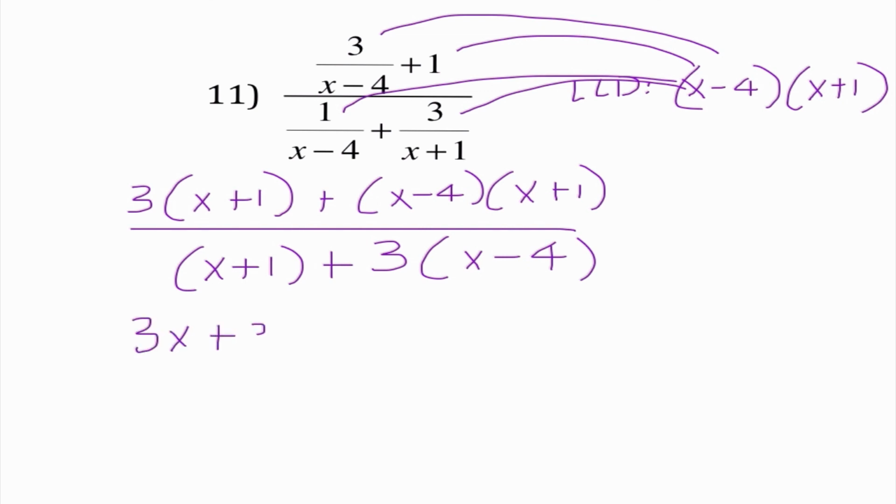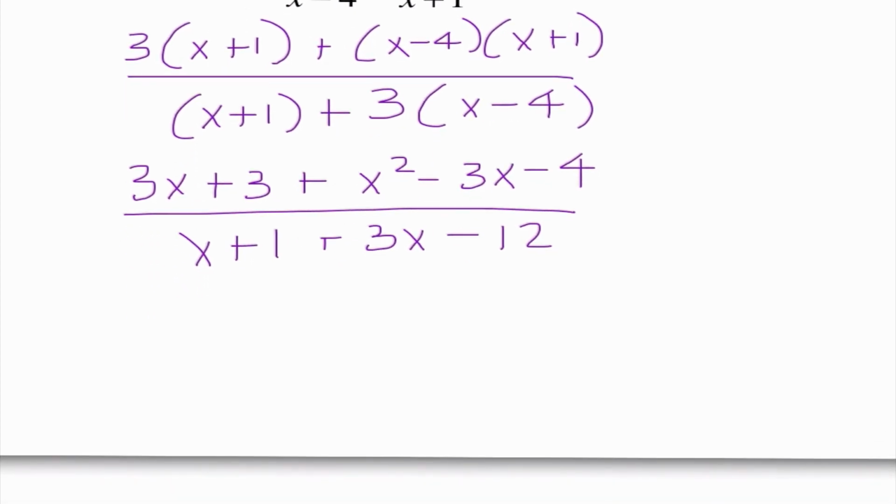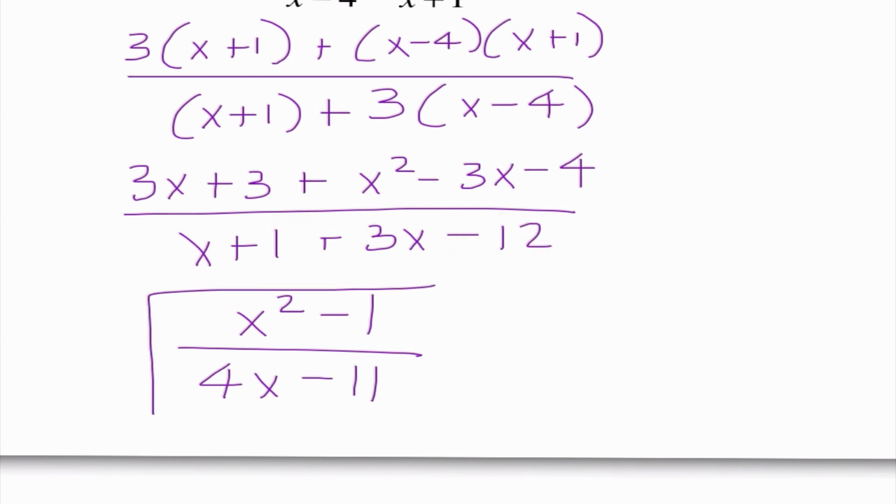So now I'm going to have to go ahead and FOIL and distribute things. So that's what I'm doing right now. I'm distributing that 3. And now I'm going to see if there are any like terms I can add. So I notice I have x squared. My x's cancel each other out. 3 plus negative 4 is negative 1. In my denominator, I have x plus 3x, which is 4x. 1 plus negative 12 is negative 11. And this is the exact same answer as we previously got.